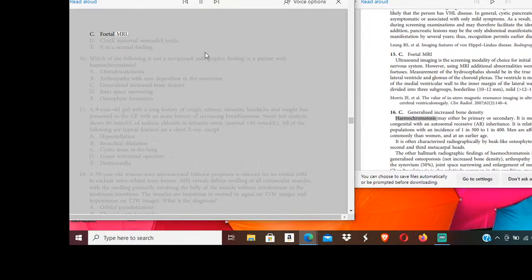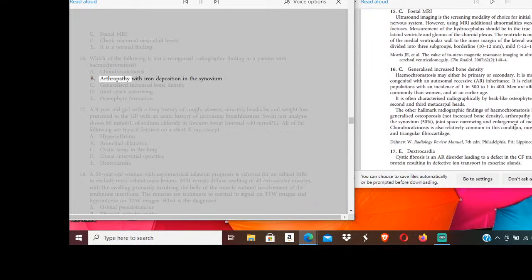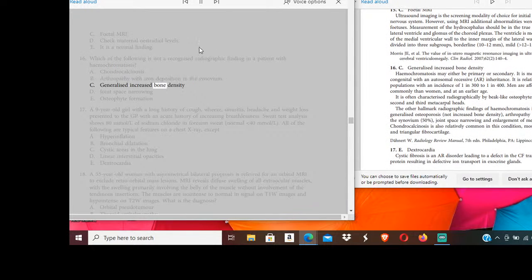C. Fetal MRI. D. Check maternal estradiol levels. E. It is a normal finding. 16. Which of the following is not a recognized radiographic finding in a patient with hemochromatosis? A. Chondrocalcinosis. B. Arthropathy with iron deposition in the synovium. C. Generalized increased bone density. D. Joint space narrowing. E. Osteophyte formation.